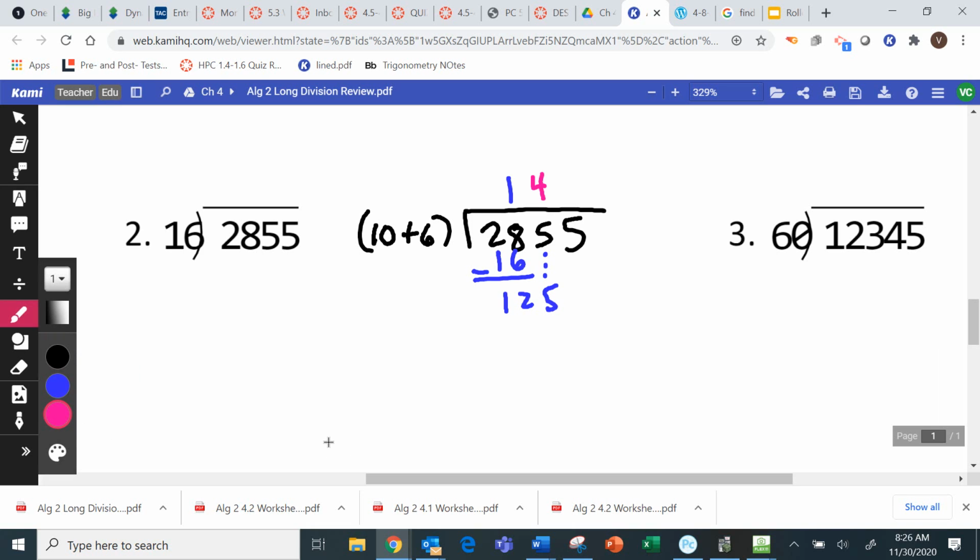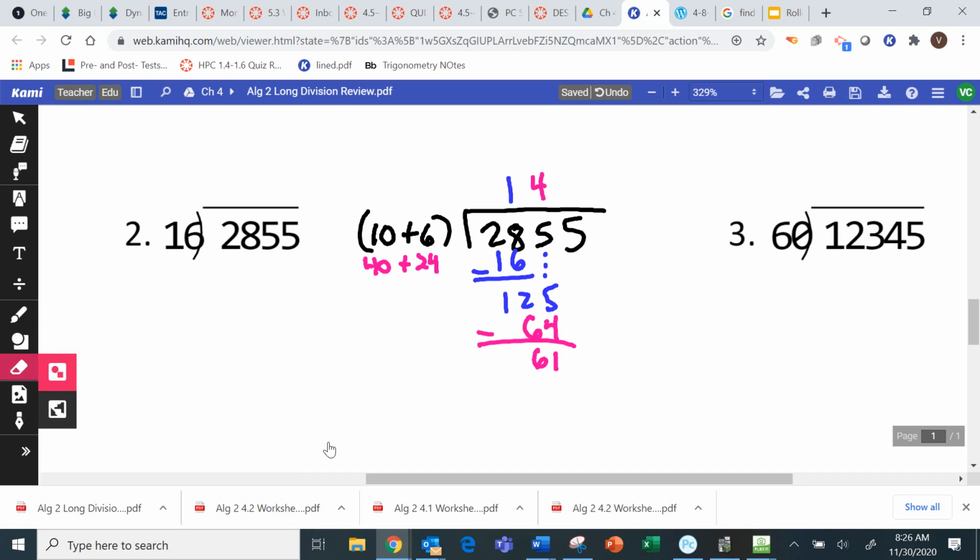I'm going to do 4 times 10, which is 40. I'm going to do 4 times 6, which is 24. Add those together, and I get 64. Subtract them, and I have 61 left over. Did I pick a big enough number? No. So then I take my eraser, and I try a different number that is bigger than 4.